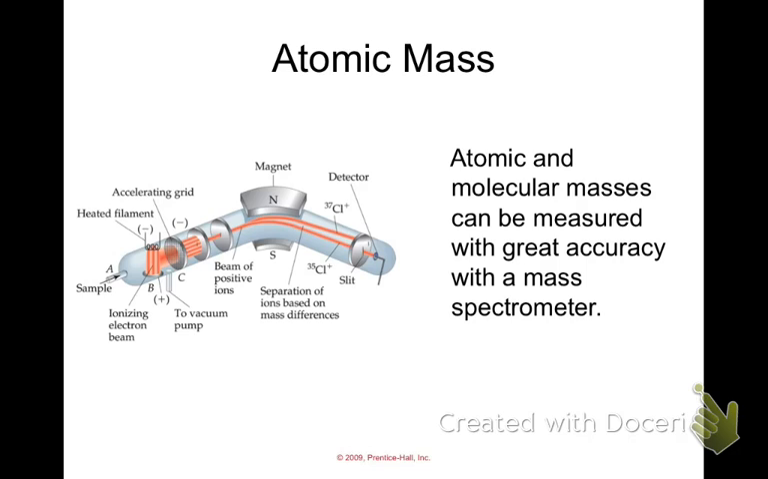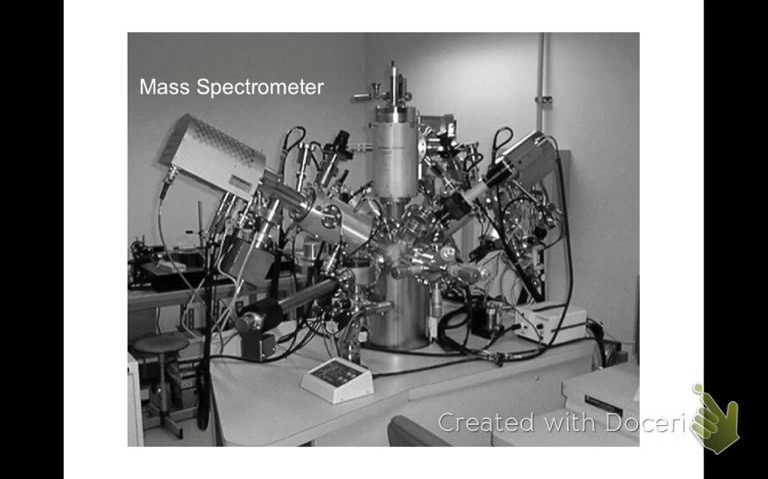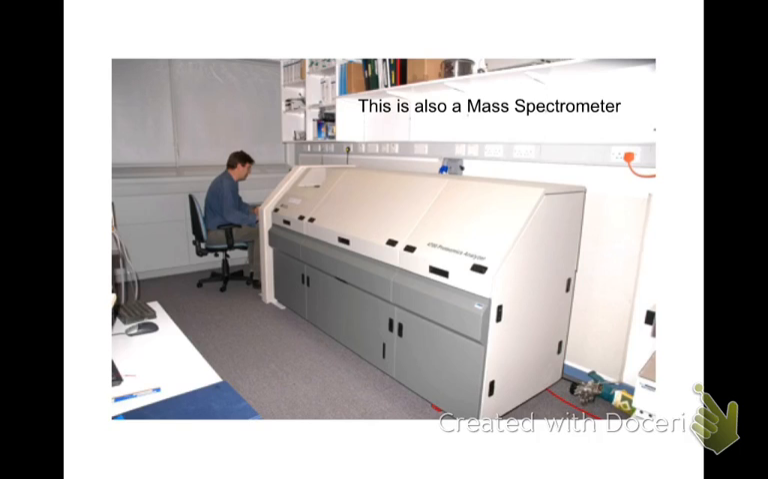All right, so let's take a moment and actually look at a mass spectrometer. Atomic and molecular masses can be measured with great accuracy with one of these. There are several parts to this mass spectrometer, and we'll look at this in a little greater detail. I think there's a better slide coming up. This is an actual mass spectrometer that looks very impressive as a piece of equipment. This is also a mass spectrometer, not as impressive.